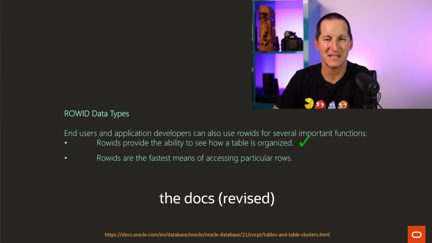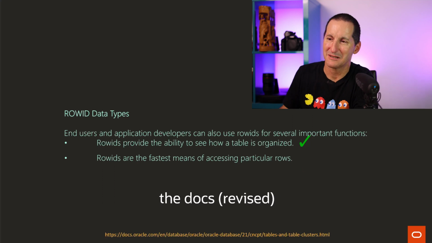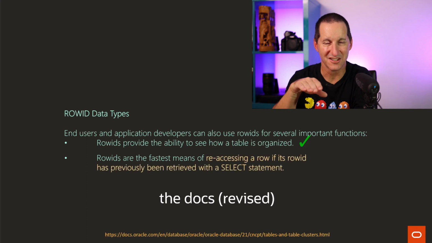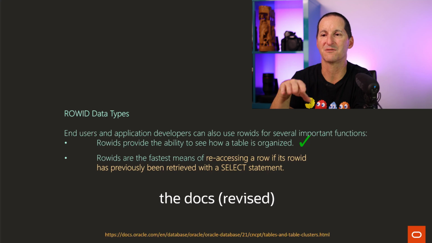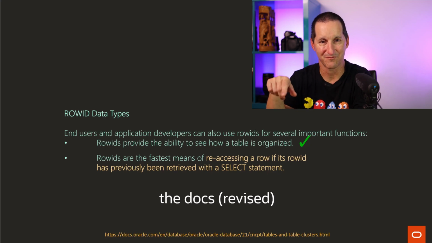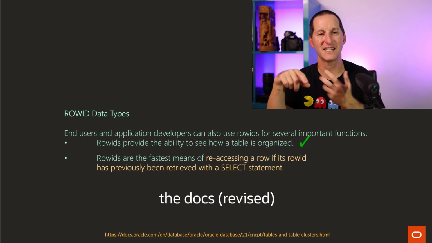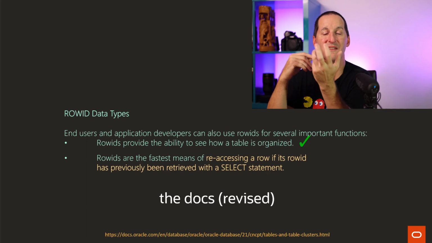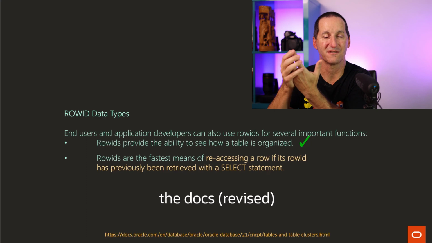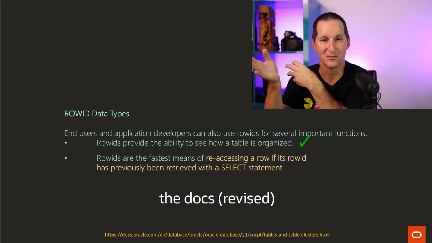And the fastest means of accessing particular rows. Well, that might be true, but that's assuming that ROWIDs never change. So we're changing this to be ROWIDs are the fastest means of reaccessing a row if its ROWID has previously been retrieved with a select statement. If you've gone and retrieved a ROWID, locked those rows, then those rows are static for the duration of your transaction and you can happily use them.